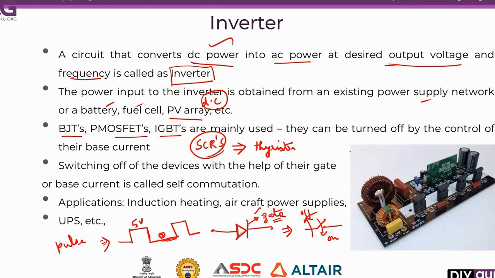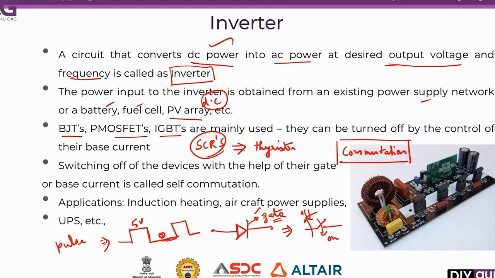The process of turning off is called commutation. So you require different types of commutation circuitry to turn off the thyristor. For simplicity, we are avoiding the pulse generation scheme and also the commutation schemes.